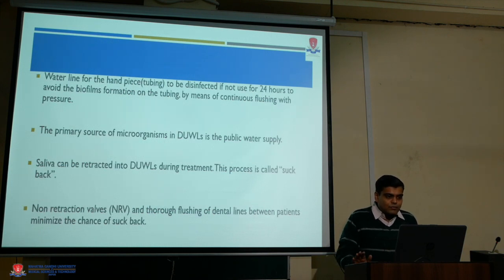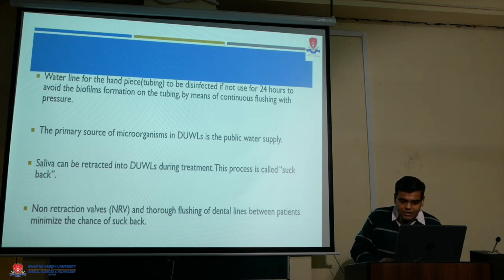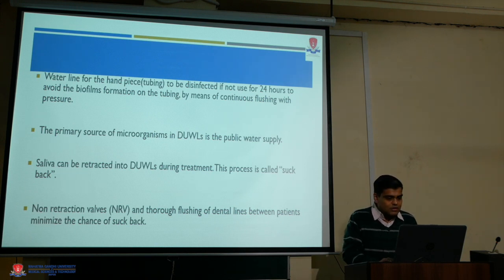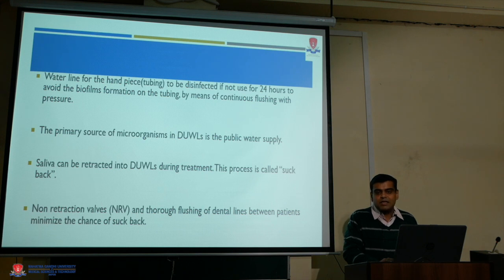So the waterline for the handpiece tubing should be disinfected. It is used to remove biofilm formation on the tubing by means of continuous flushing with pressure. The primary source of microorganisms in the water unit is the public water supply. Saliva can be retracted into the water supply during the treatment. This process is called suck back. So a non-retraction valve and thorough flushing of the dental line between patients are used to minimize the chance of suck back.